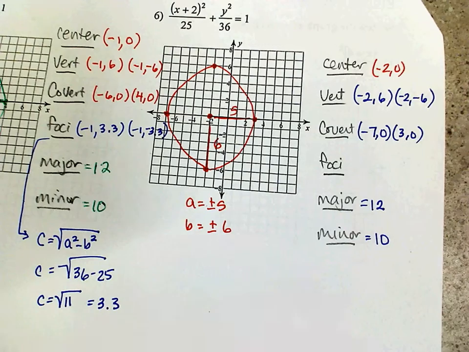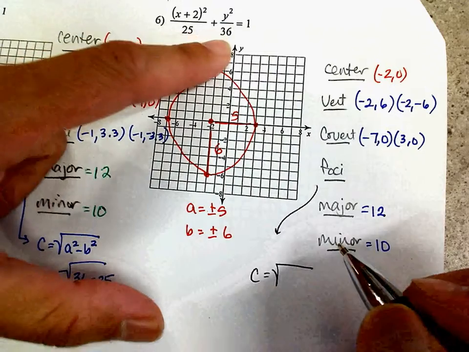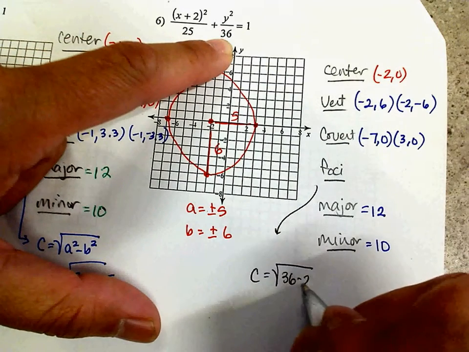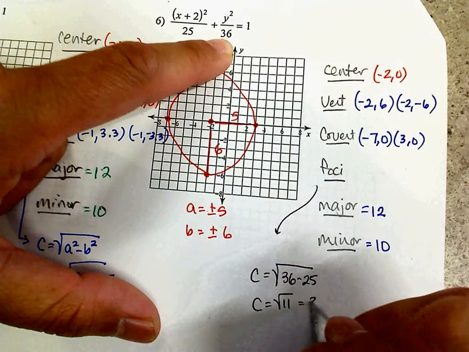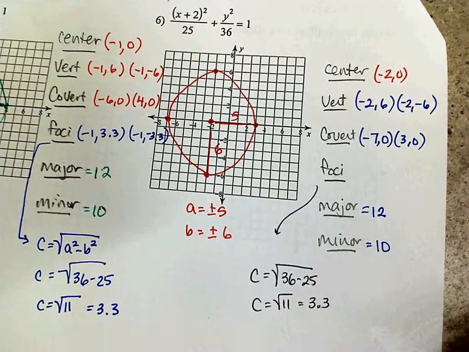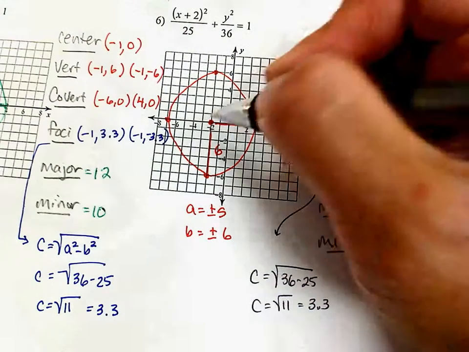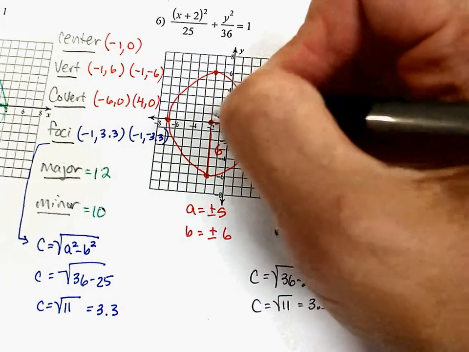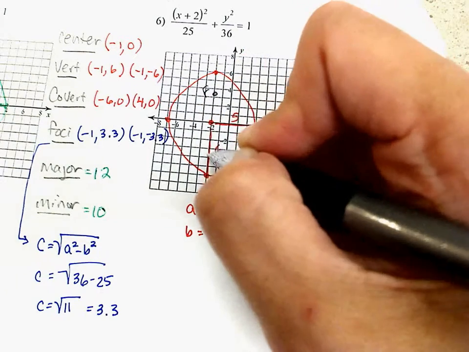Foci. C equals, B is bigger, so 36 minus 25, which comes out to be square root of 11, which is 3.3. Oh, this seems like a redundant on number 7. So, from here, we're going to go up 3. 1, 2, 3, a little over, foci. 1, 2, 3, a little under, foci.